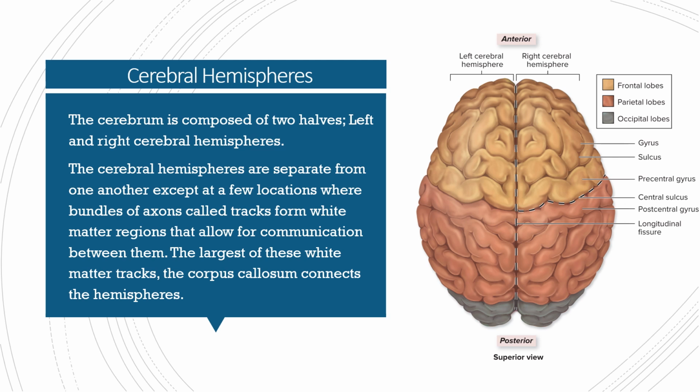Communication pathways include bundles of axons called tracts, which form white matter regions that connect the hemispheres. The largest of the tracts is known as the corpus callosum and serves as a major pathway for interhemispheric communication, meaning communication between the two hemispheres. This enables coordination and integration of functions between left and right cerebral hemispheres.